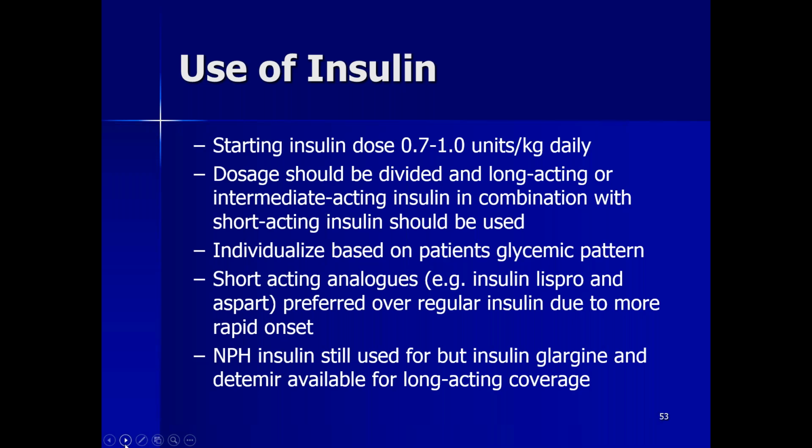Insulin starting doses, anywhere between 0.7 and 1 units per kilogram daily, divided up into a combination of long-acting or intermediate and short-acting insulin. My favorites are NPH as opposed to the longer-acting, such as Lantus, and I will use either regular or Humalog depending on whatever my patient's insurer will cover, although most people are trying to use the shorter-acting insulins. I will individualize my dosing once I know what my patient's glycemic pattern is.